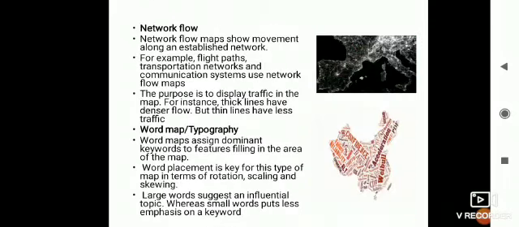Network flow. Network flow maps show movement along an established network. For example, flight paths, transportation networks, and communication systems use network flow maps. The purpose is to display traffic in the map. For instance, the thick lines have denser flow, but thin lines have less traffic.